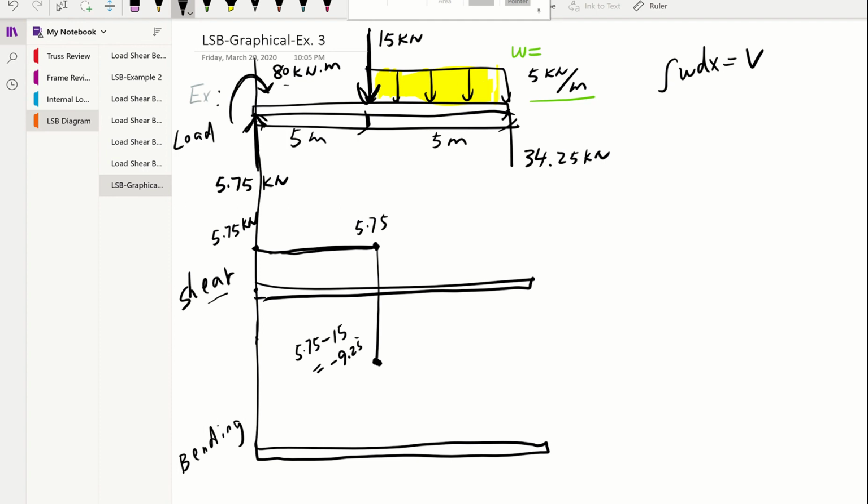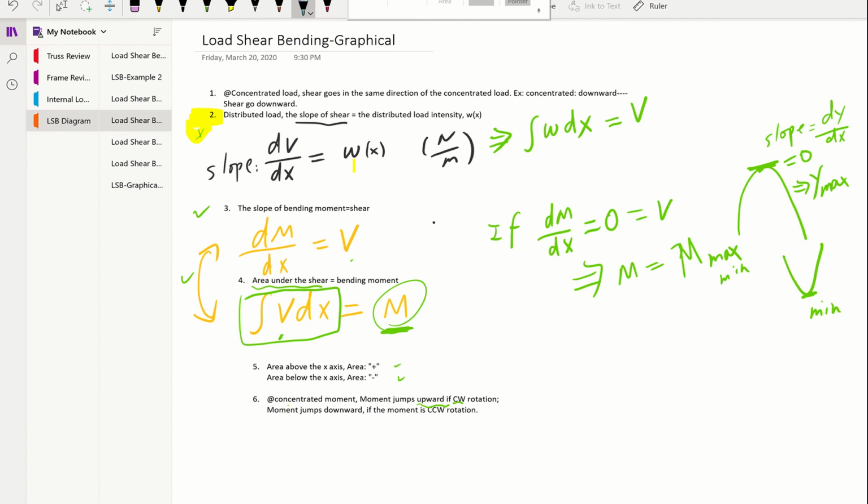which means the area underneath this distributed load, this green, yellow highlight, is going to translate to the shear. So we're going to calculate what's the area underneath this distributed load, and it's 5 kilonewton per meter for this dimension, and the length is 5 meters. That gives us 25. However, is this 25 positive or negative? We have to go back to see our rule.